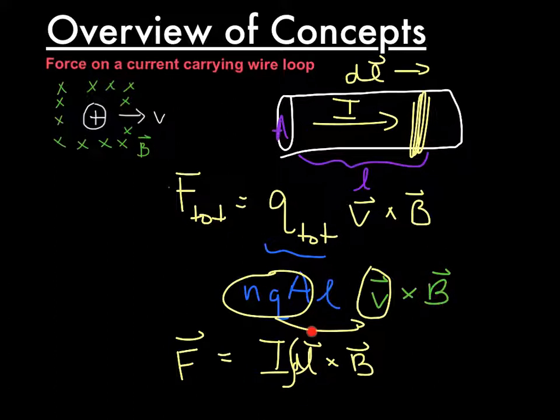But in order to get this, we need L to be a vector, because current's not a vector. So we define dl to be a little piece of length of the wire, this little chunk right here, going in the direction of current. So in this piece of wire, dl points to the right. And we integrate, because we can do that now, to get the total force acting on that segment.